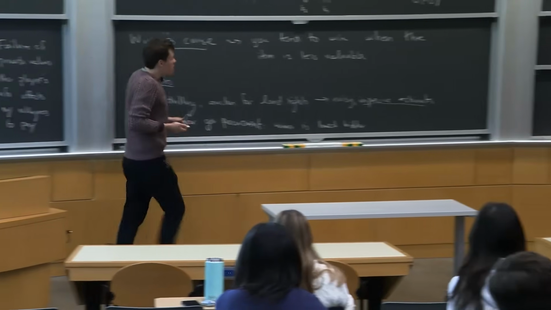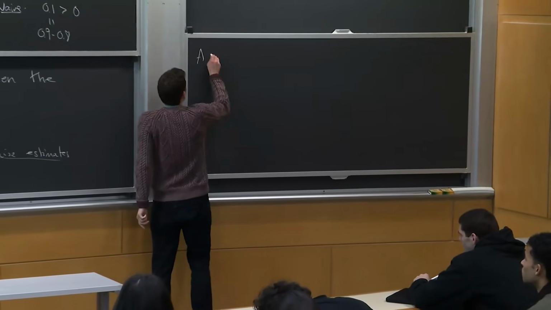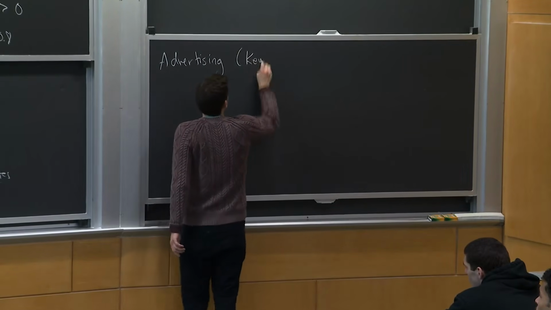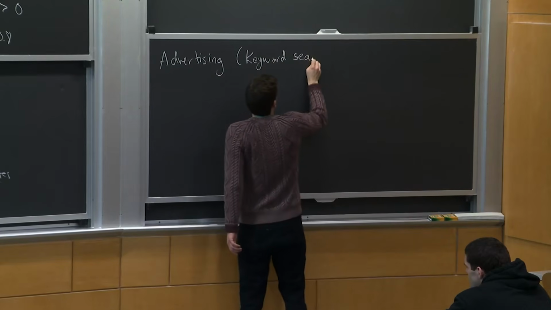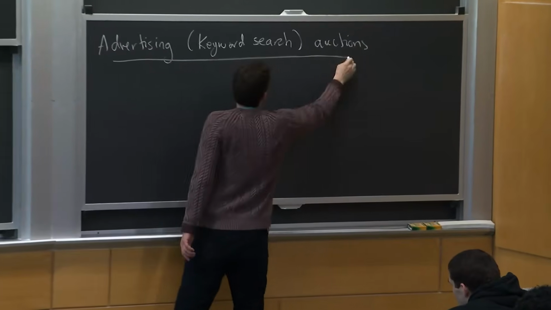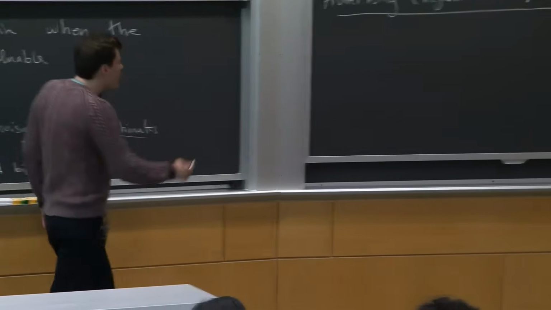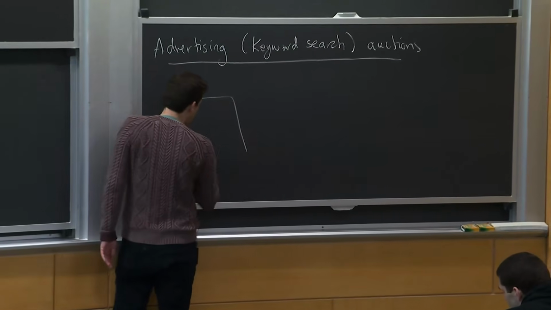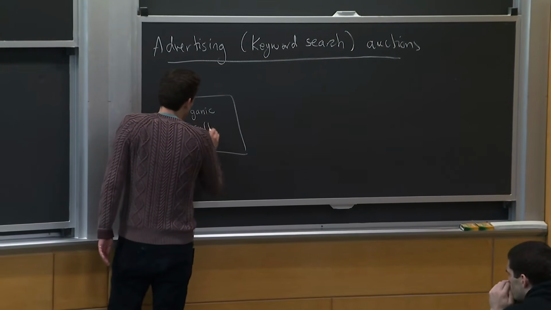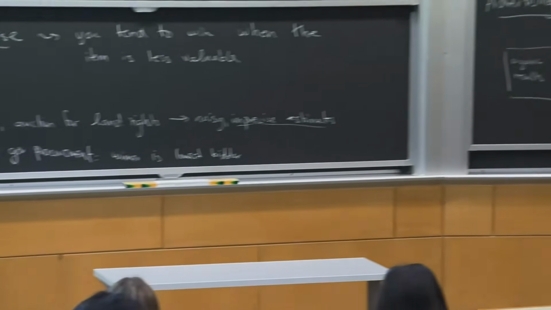OK, so now let's move to a big application of auctions, which is going to be advertising auctions. And by advertising, what I really mean is keyword search auctions. And you probably see this all the time. If you Google something, you get the organic results. So let's just see what it looks like on a page. If I go to Google, I'm going to get some organic search results. What do I mean by organic? Organic just means Google's algorithm is saying these are the websites that are most relevant for what I typed in.